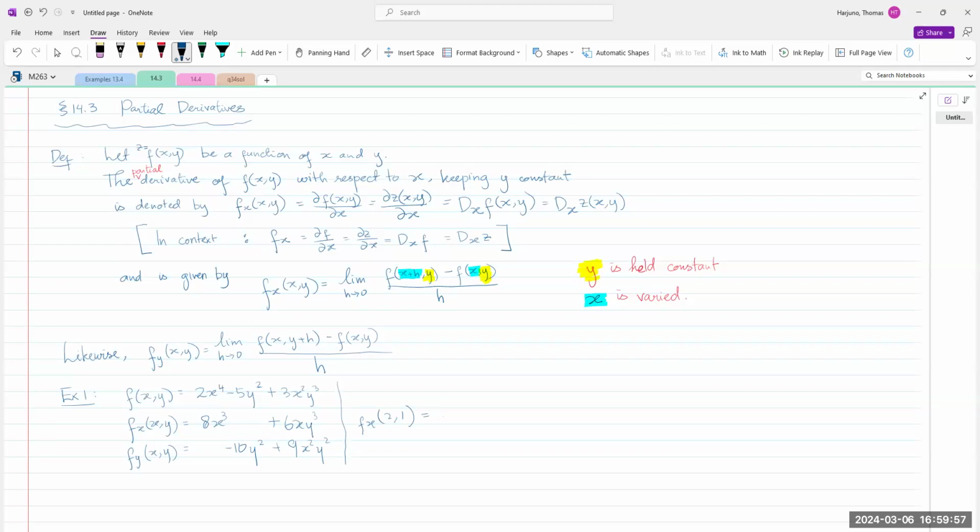Okay, so this is 8 times 2 cubed plus 6 times 2 times 1 cubed. What is that? 8 times 8 is 64, plus 12, that's 76. Now, f sub y of (2, 1) will be negative 10 times 1 squared plus 9 times 2 squared times 1 squared. That's negative 10 plus 36, that's 26.